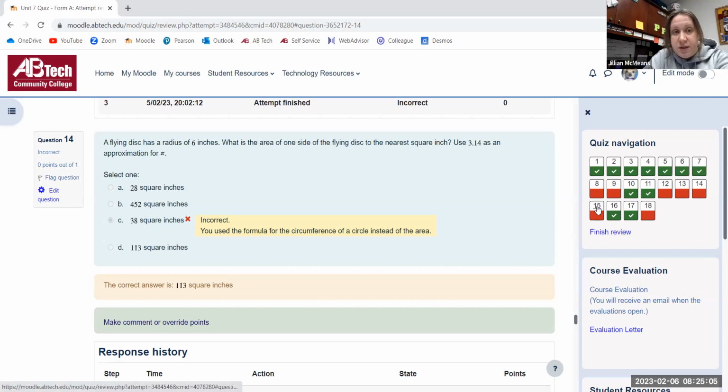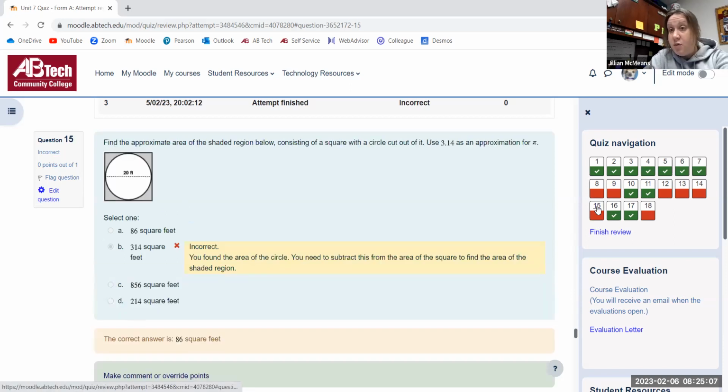So that was 14. So next up is 15. So again, a circle. It seems like your weakness really is circles. So I'll address that later. But for now, hopefully this helps. So it says, find the approximate area of the shaded region below, consisting of a square with a circle cut out. Use 3.14 as your approximation for pi.